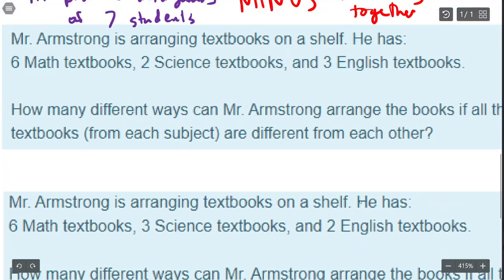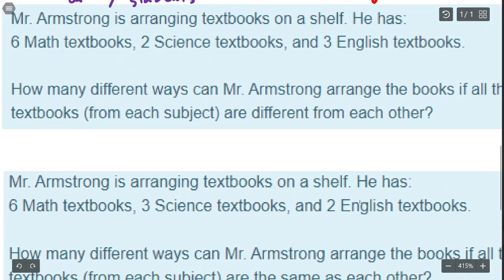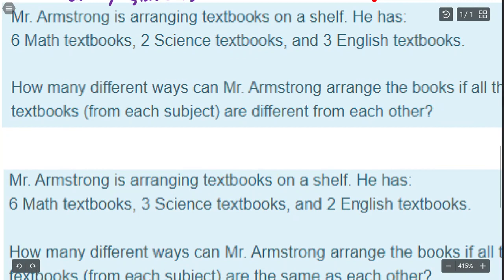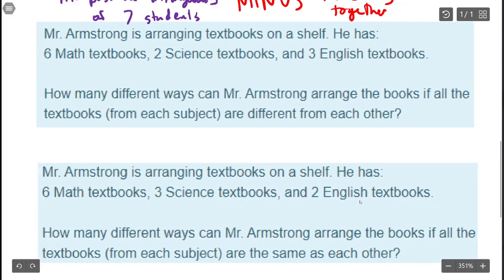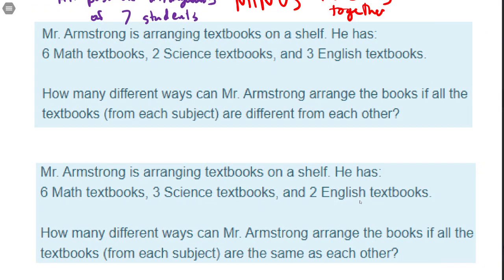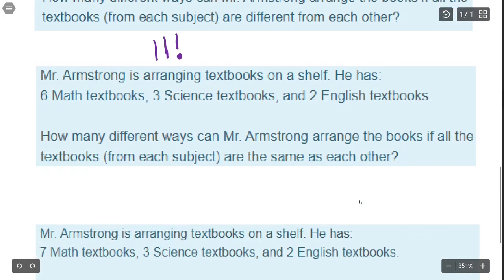Let's do some textbook questions, which is basically the same thing again, just a slightly different context. So Mr. Armstrong is arranging textbooks on a shelf. All 3 questions start with that. I've got 6 math books, 2 science books, and 3 English books. Okay, so that's a total of 11 books. How many different ways can Mr. Armstrong arrange the books if all of the textbooks from each subject are different from each other? Well, if they're all different from each other, then this is just 11 books. So that's just 11 factorial. All right, plug 11 factorial into a calculator. Whatever it is, that's the answer.